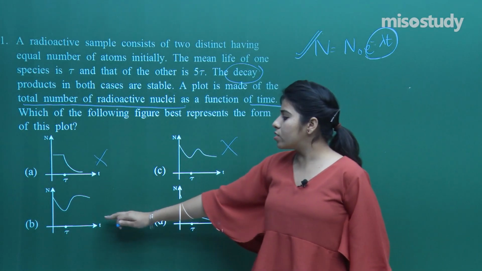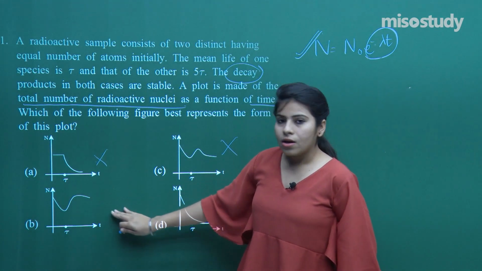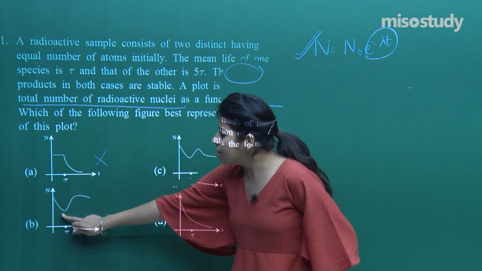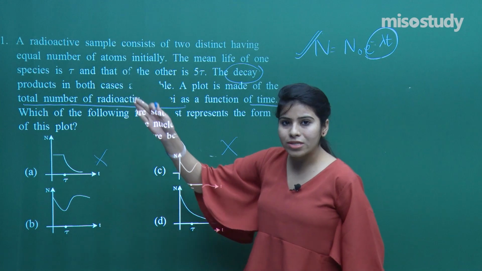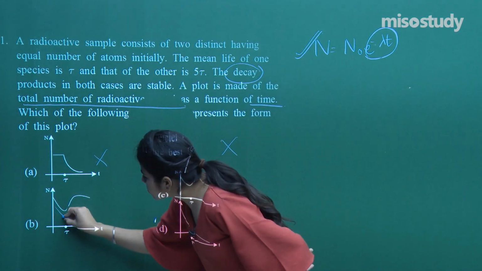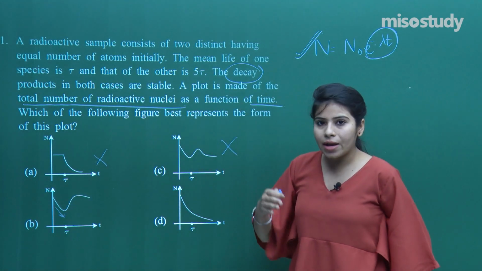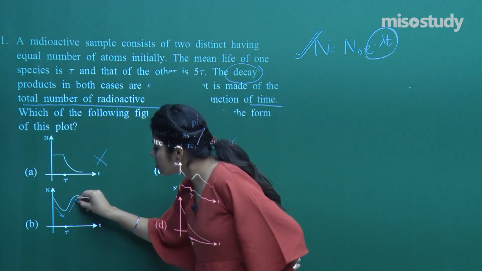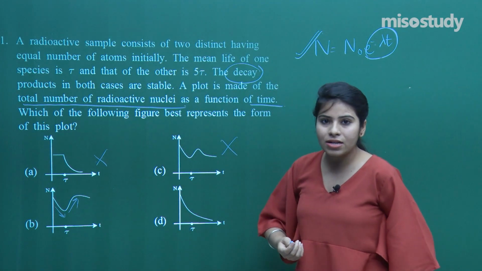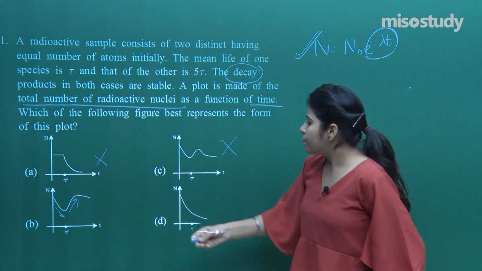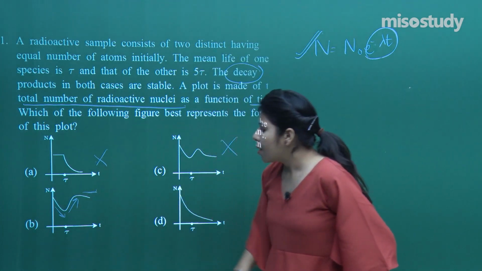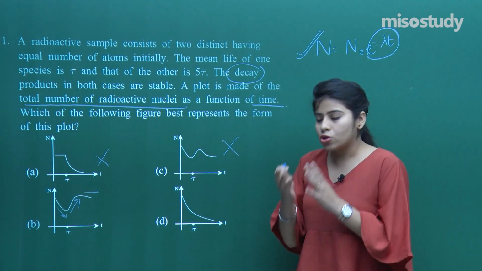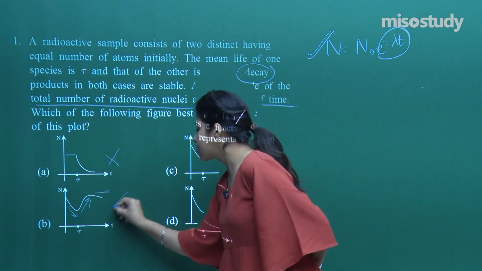Let me move to figure B. Again in this case, you can see that earlier the number of nuclei was decreasing like this. After the time interval tau, it started increasing, and then again it started decreasing. But as I told you, it cannot increase, so this cannot be the correct option.